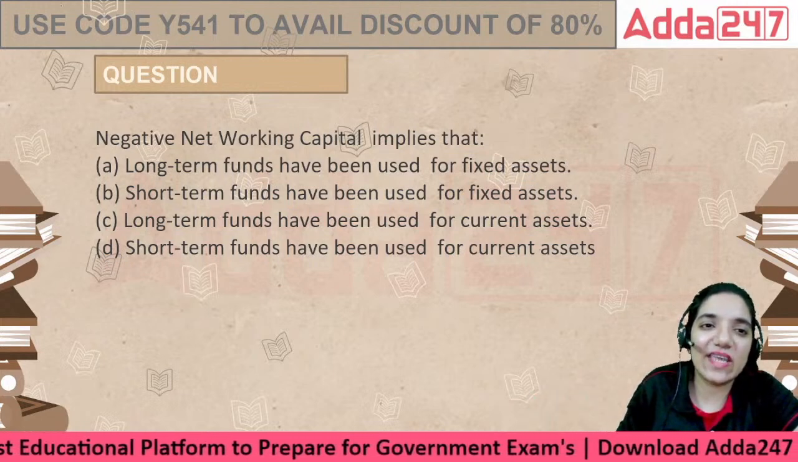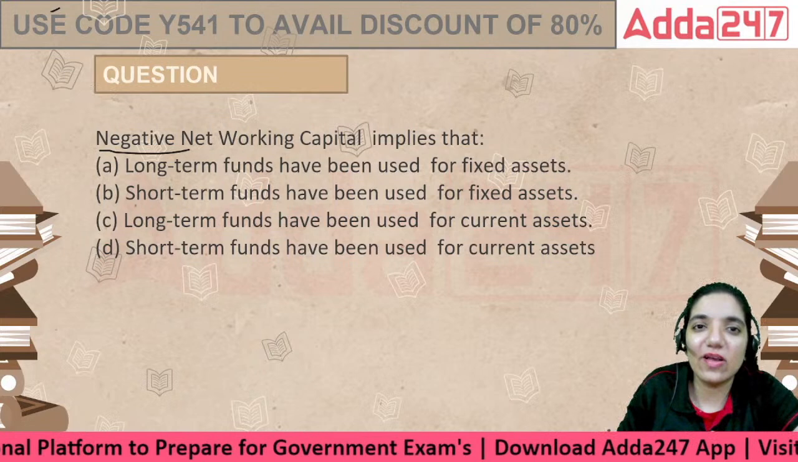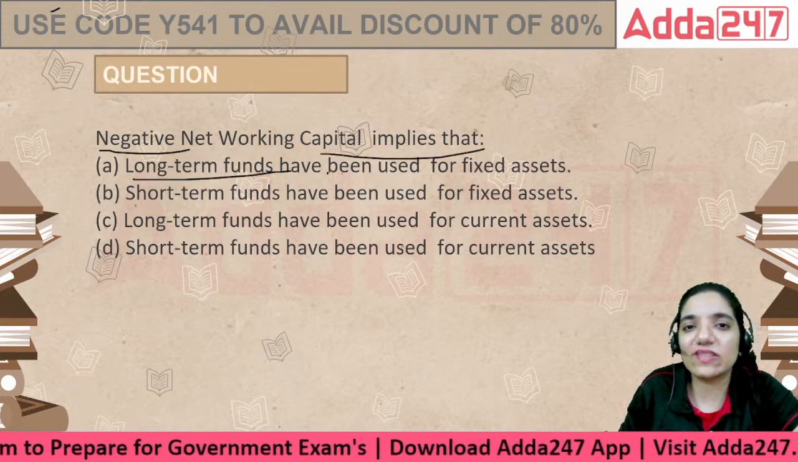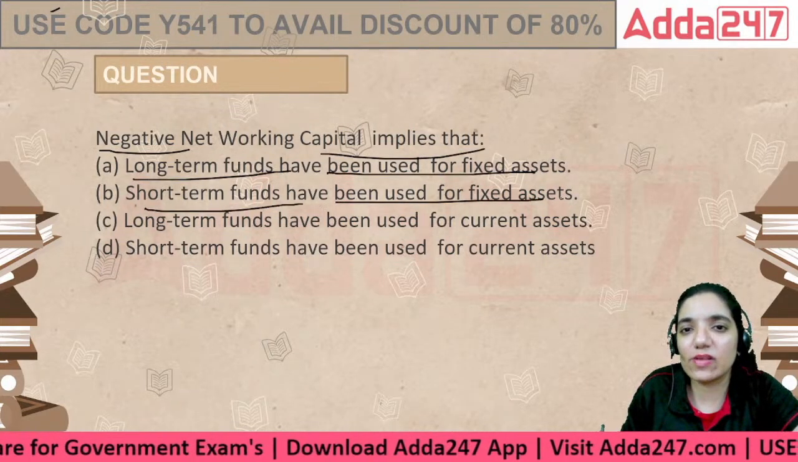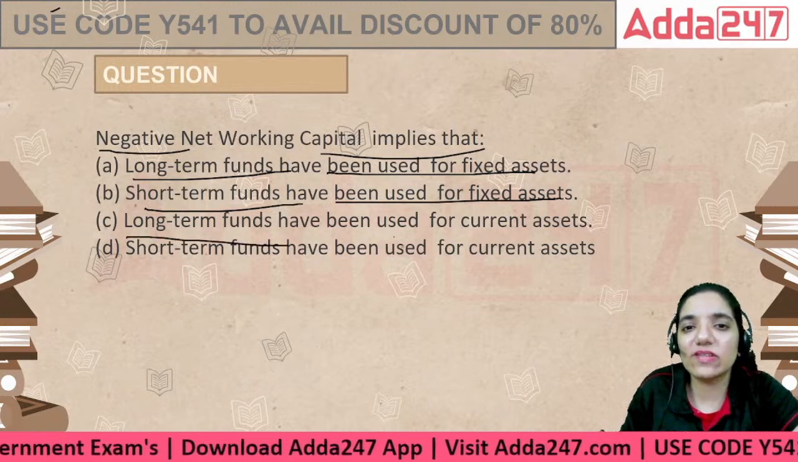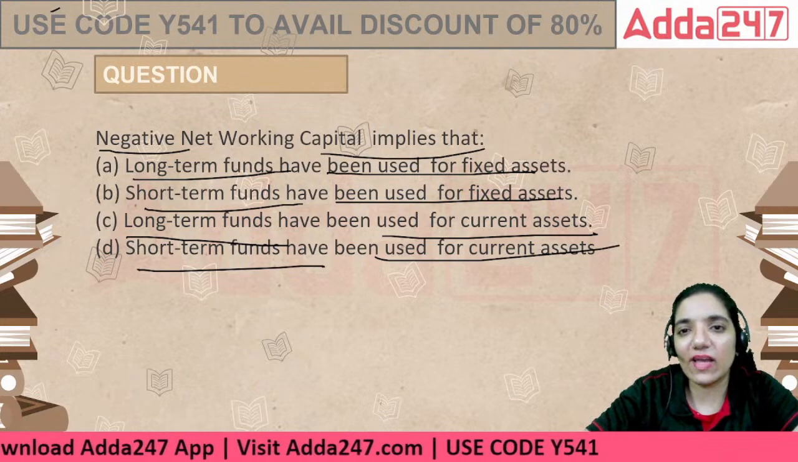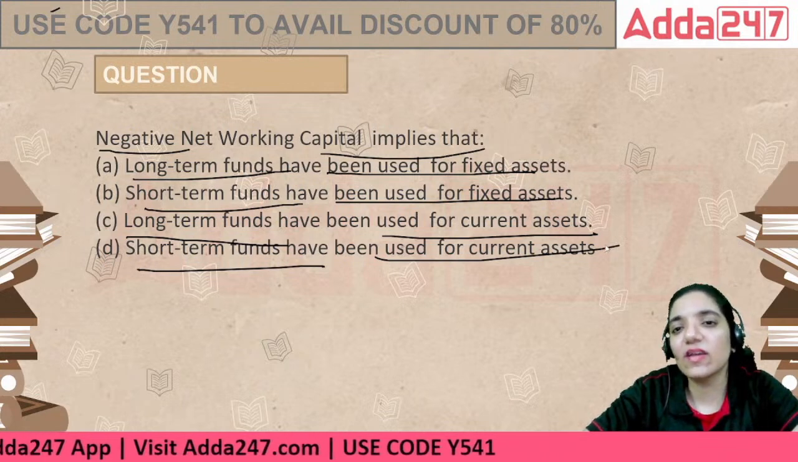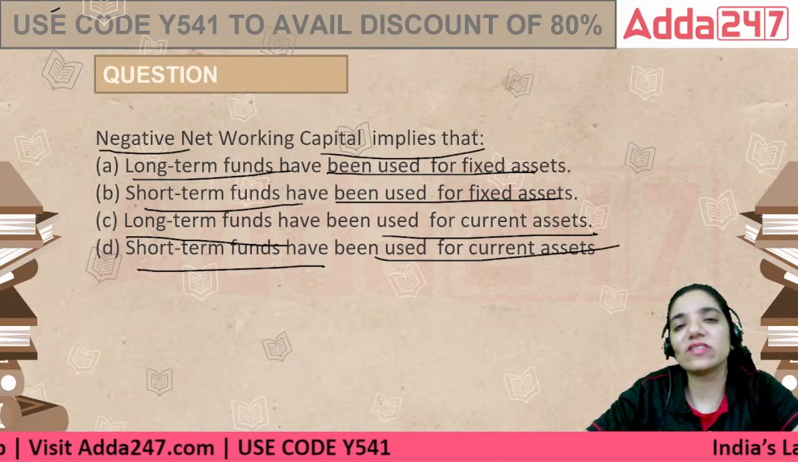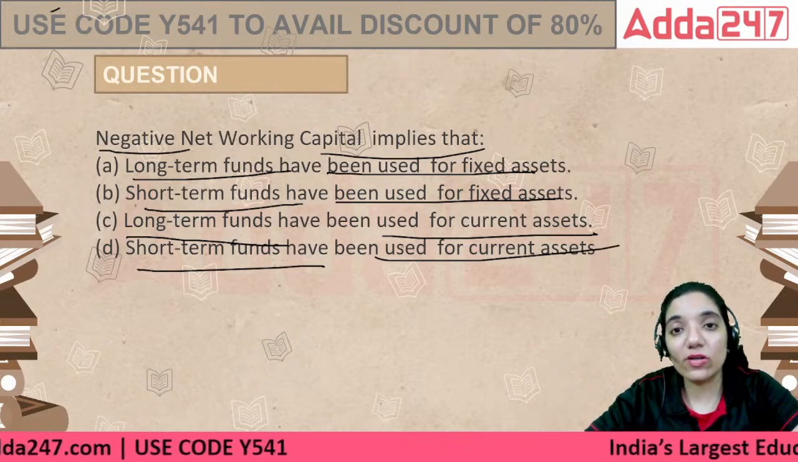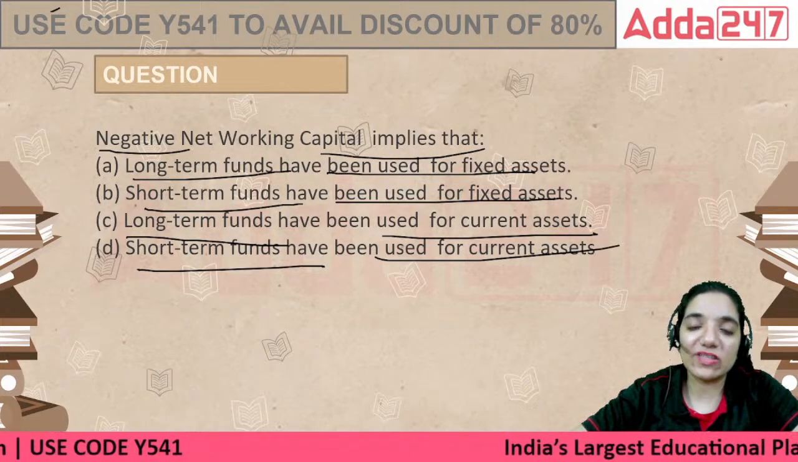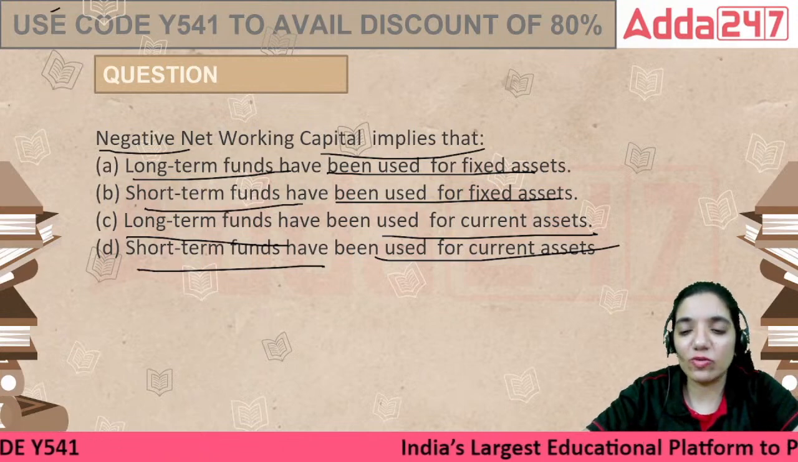Then comes the negative net working capital, which implies that long-term funds have been used for fixed assets, short-term funds have been used for fixed assets, long-term funds have been used for current assets, or short-term funds have been used for current assets. What would be the correct answer? When you use your short-term funds to invest in any long-term area, that is where your present money gets choked up. So the correct answer would be B.